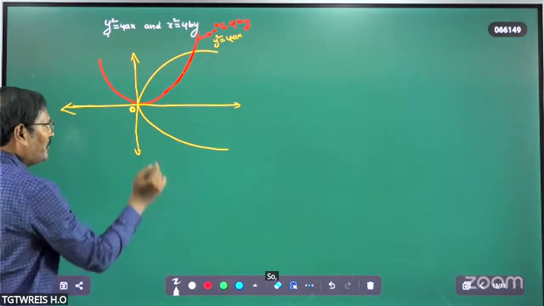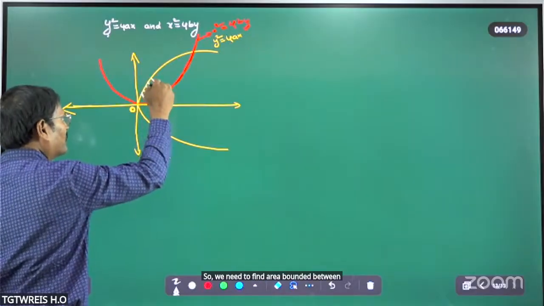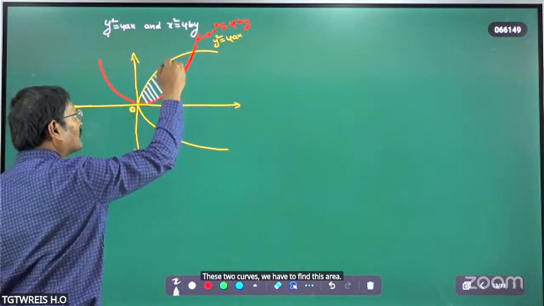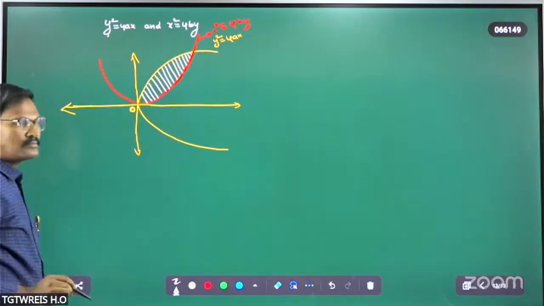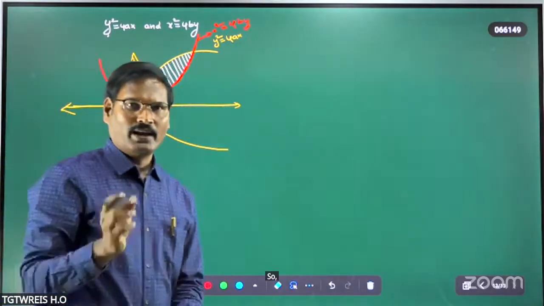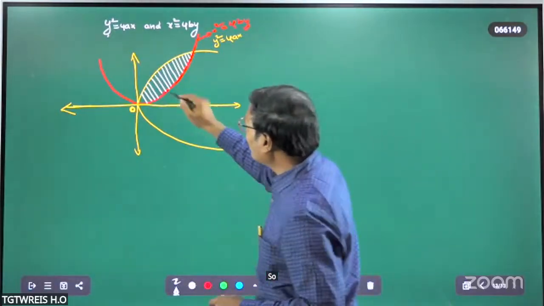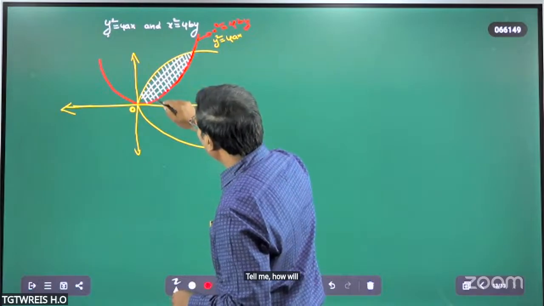So we need to find the area bounded between these two curves. We have to find this area. So we need to find the area between these two parabolas. So that means we have to find this area. Tell me, how will you find out this area?